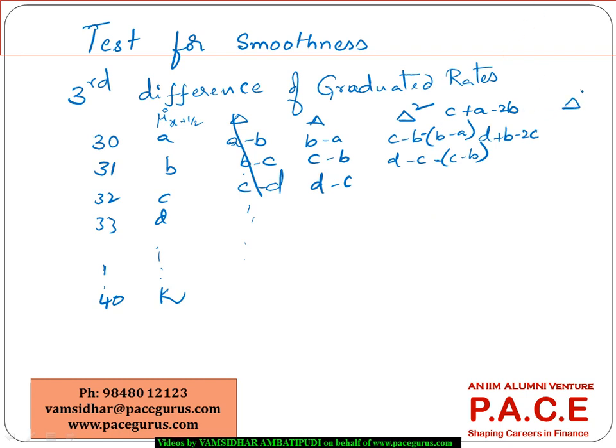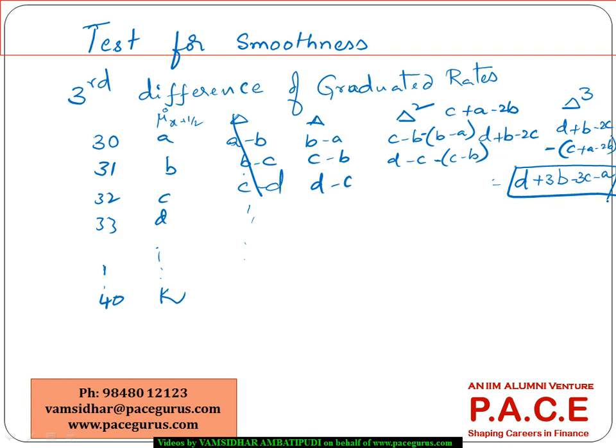And when I am talking about a third difference, I am getting it as D plus B minus 2C minus (C plus A minus 2B). So it's actually coming out as D plus 3B minus 3C minus A. This is what we call the third difference. So for every 4 rates, if I find out this D plus 3B minus 3C minus A, this is what I call the third difference.